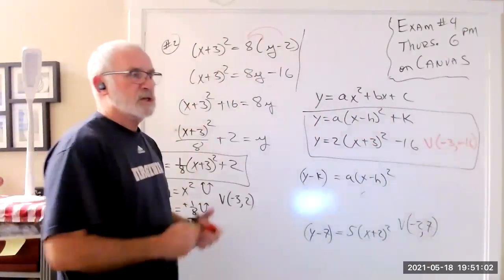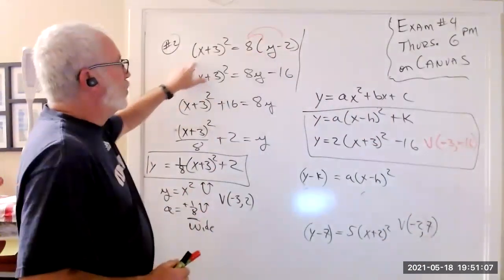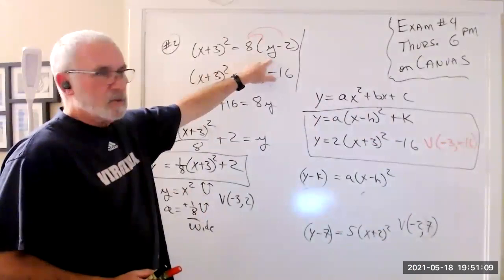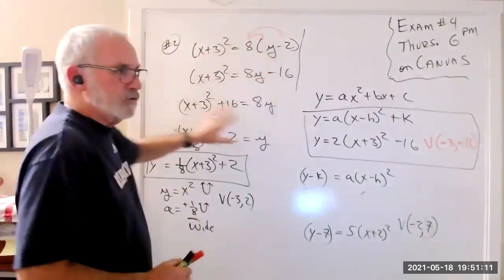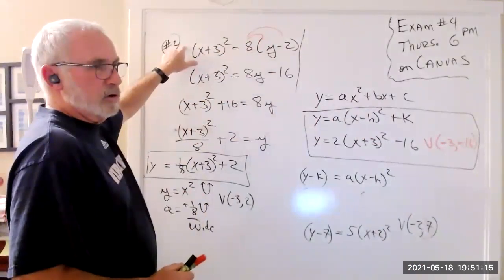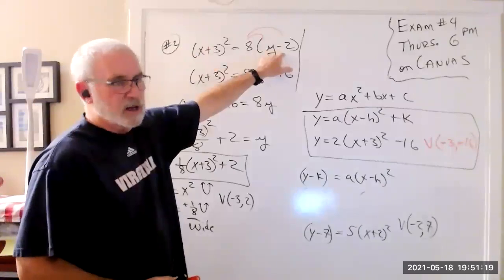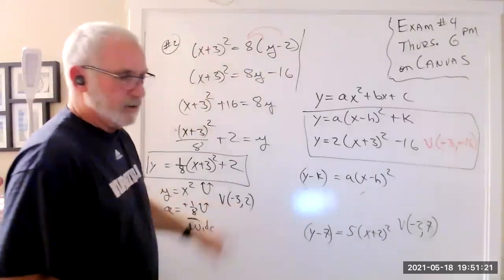So Lindsay, you said, can I hack this? Because of the form it was in, you didn't need to do all of this junk. You just needed to move the 8 over here as a 1/8. Then you could have said opposite, opposite, and you would have gotten the same answer we got here.